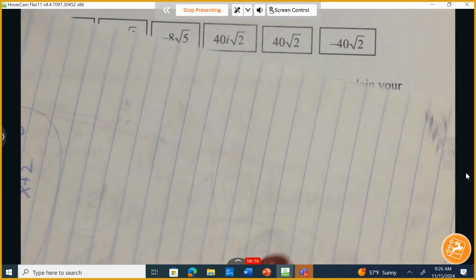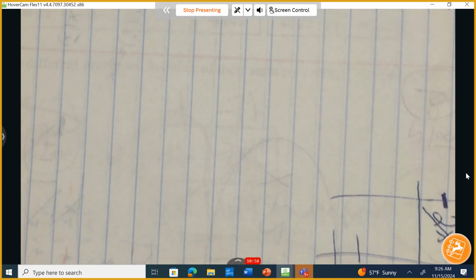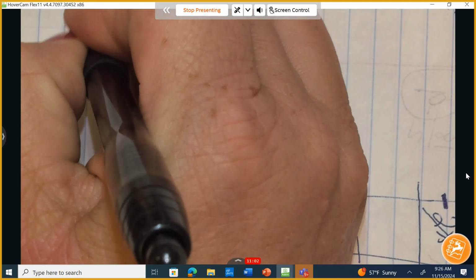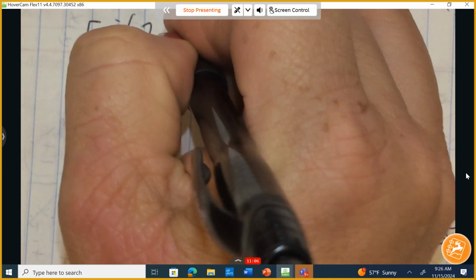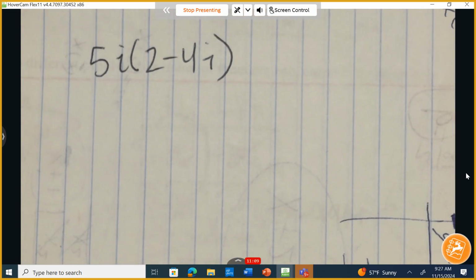Okay, here's the next one. If I can zoom in here to a free space. This seems pretty easy, but this is a really commonly missed problem. 5i times 2 minus 4i. I'm going to distribute the 5i, simplify things, and then write it in proper form where the real portion is first and the complex portion is second.